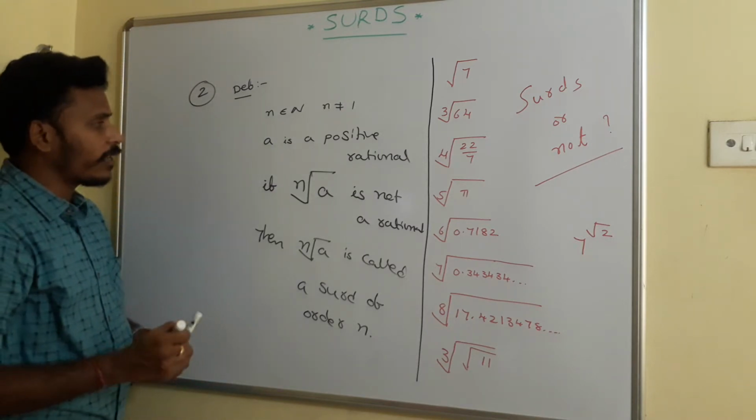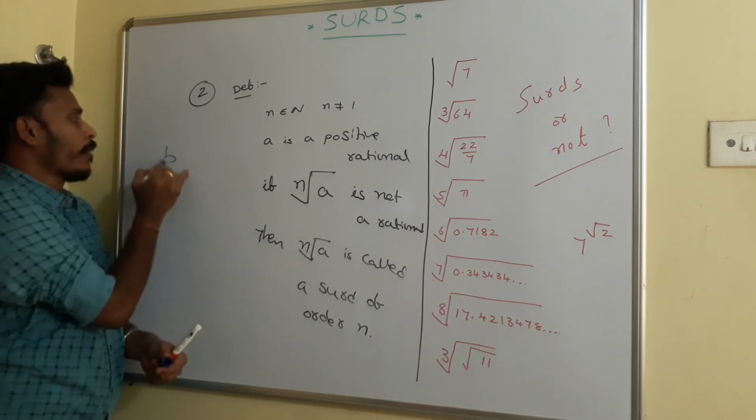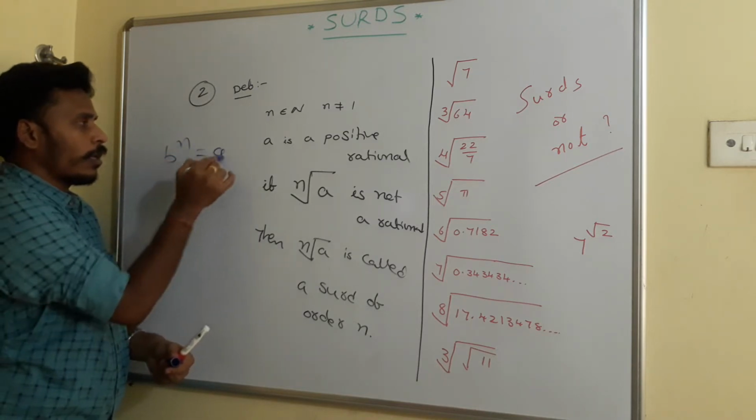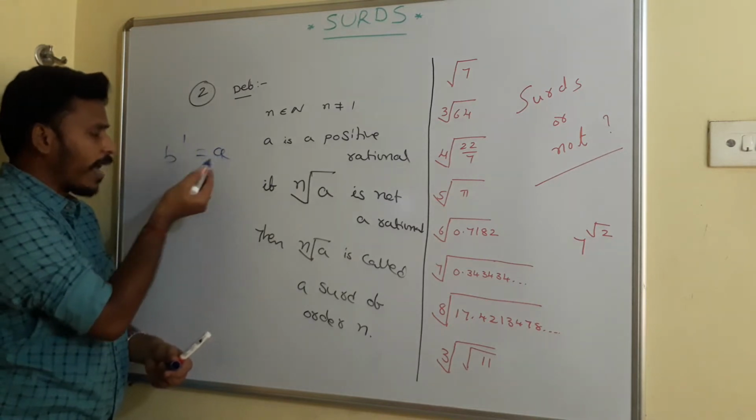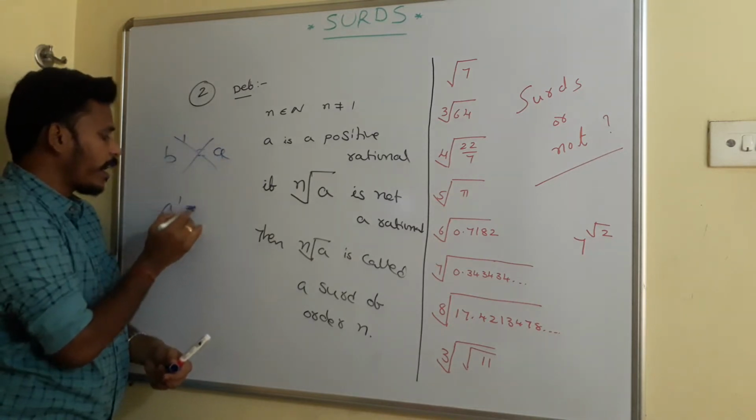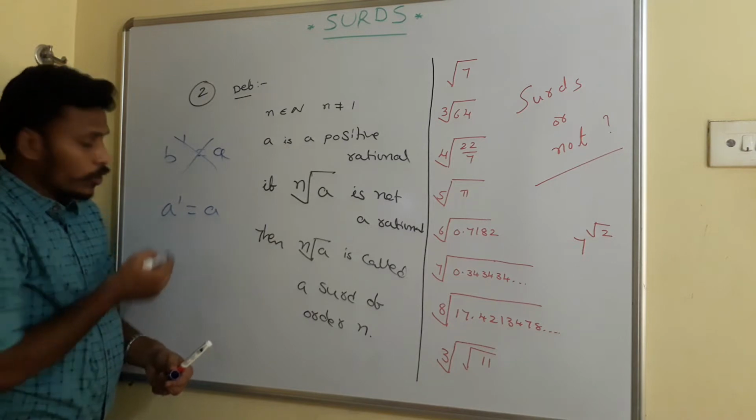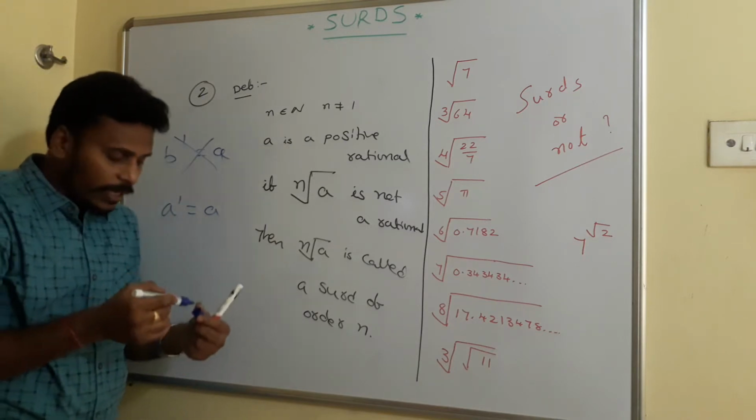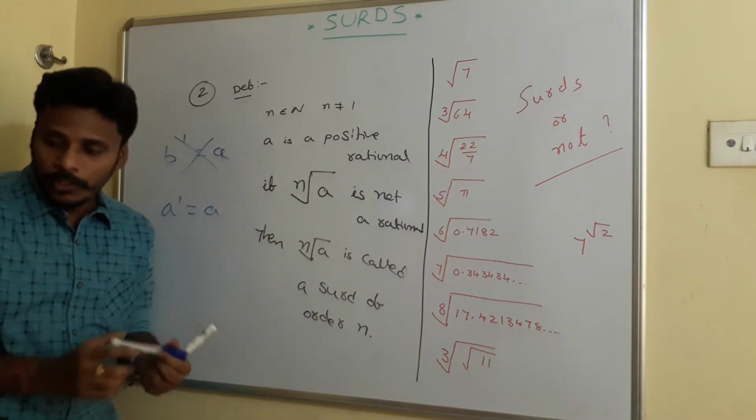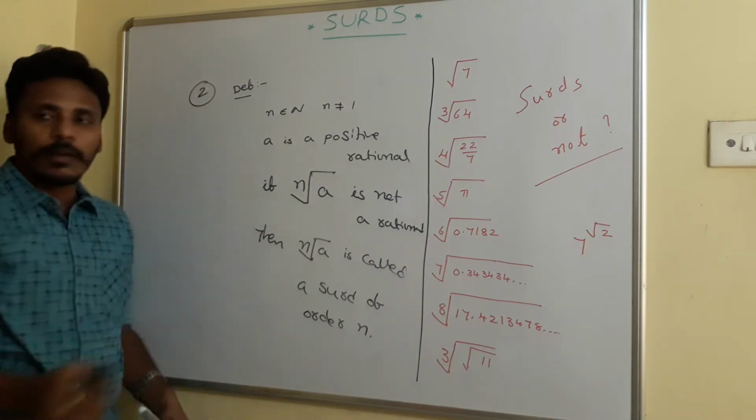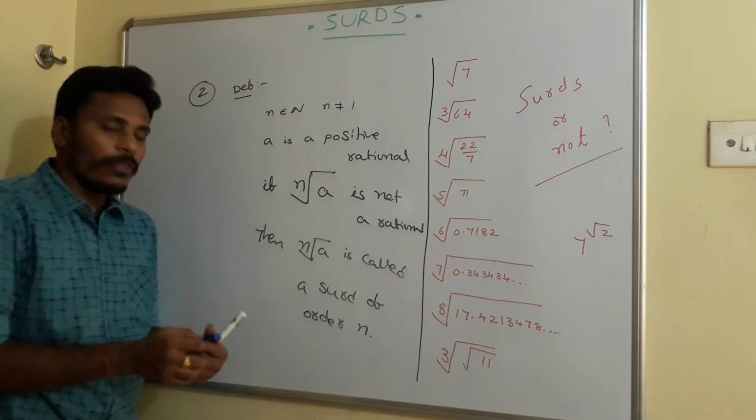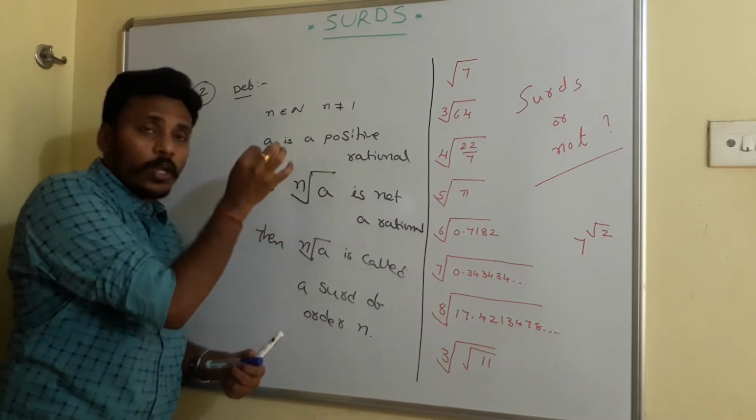Already we discussed that if b power n is equal to a, and if n is 1, then what will happen? b power 1 is a. We will write a power 1 is equal to a. So if n is equal to 1, there is no need to discuss separately. To avoid that, you just treat n as a natural number not equal to 1.